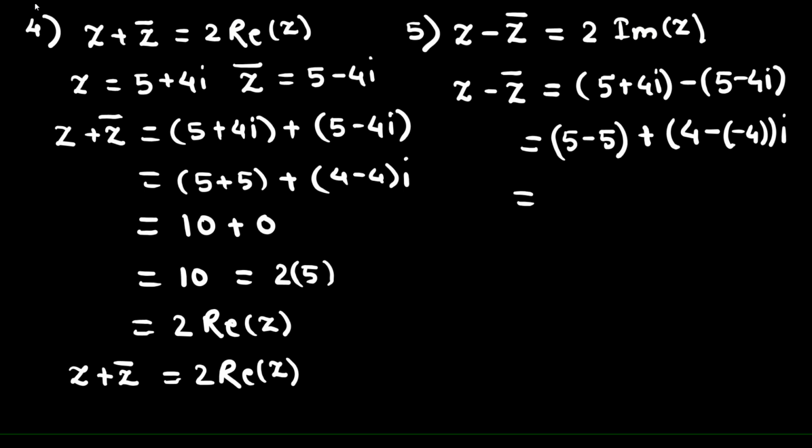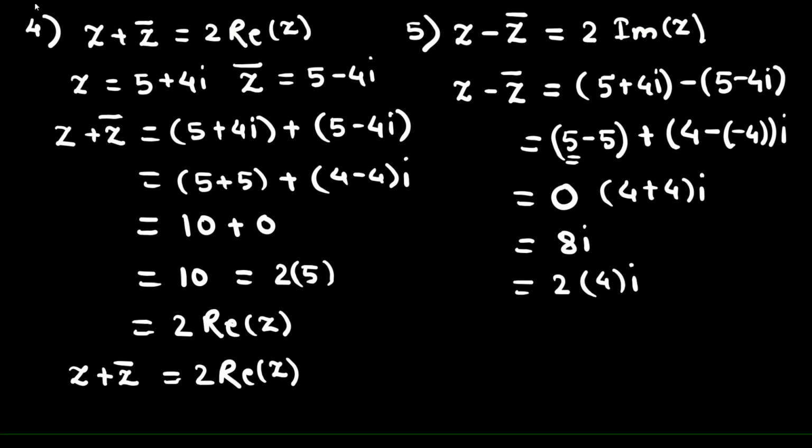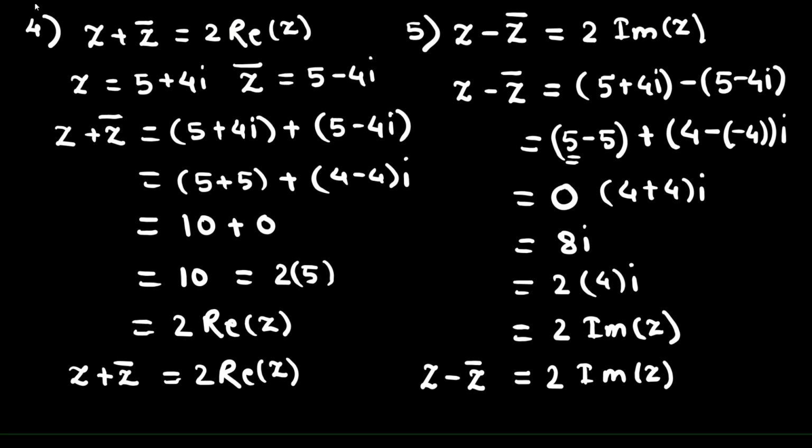So here 5 minus 5 will be equal to 0, and in that case we get 4 plus 4, minus minus plus, and that's why it will be equal to 8i. But that 8i may be represented as twice of the 4i. That means it is equal to twice the imaginary part of z. So in this way, if we do the subtraction of the complex number and the conjugate of the complex number, we get twice the imaginary part of z.